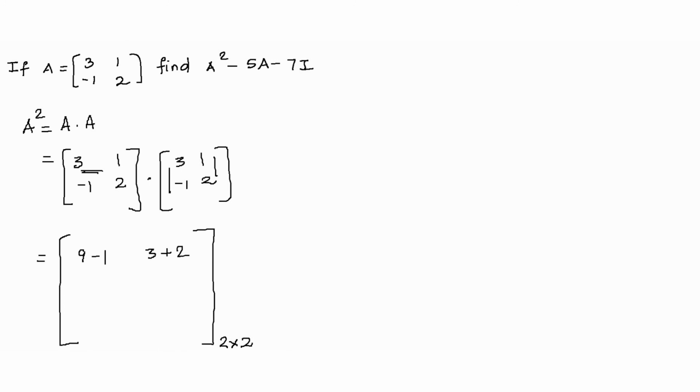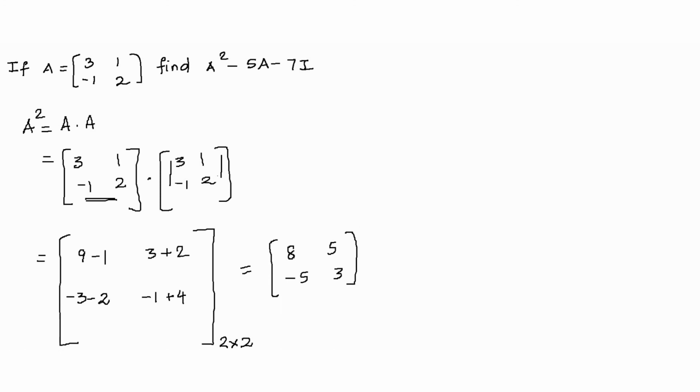Now I have to take the second row with both the columns. So let me just erase these lines quickly. Yeah. So now I take second row, first column. That means pick the second row and the first column. Minus 1 3s are minus 3. And 2 into minus 1 is minus 2. And then second row with second column. So minus 1 into 1 is minus 1. And 2 into 2 is 4. And therefore the matrix that I get is 8, 5, negative 5 and 3, right? This is the matrix A square.